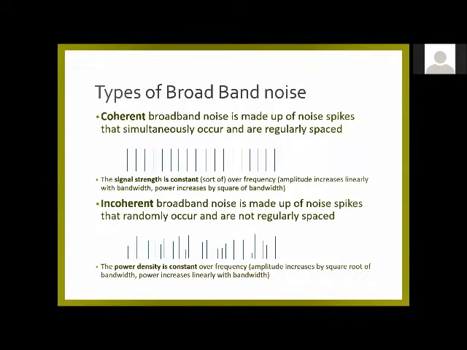We have coherent broadband noise. It's made up of noise spikes that are regularly spaced. So signal strength may be constant, and the amplitude may increase linearly with the bandwidth. Incoherent broadband noise, they're random. Think of thermal noise from the universe, not as regularly spaced.